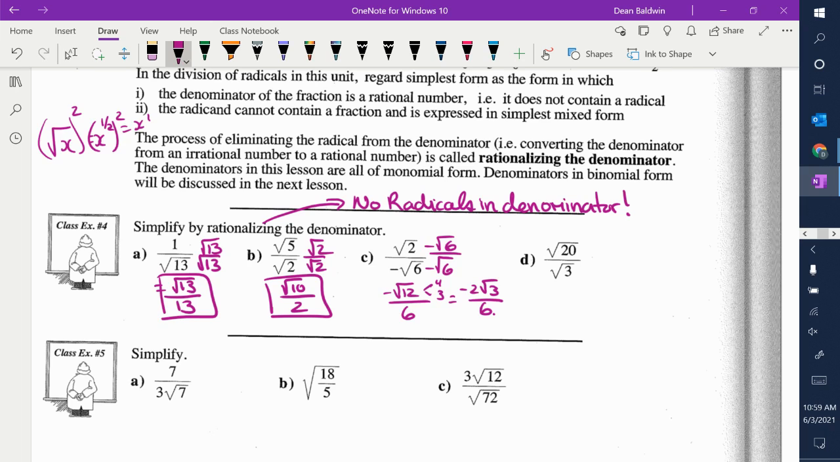Can I break that up anymore? Or reduce that anymore? What's negative 2 divided by 6? 1 over 3. Or negative, yeah. So this becomes negative.